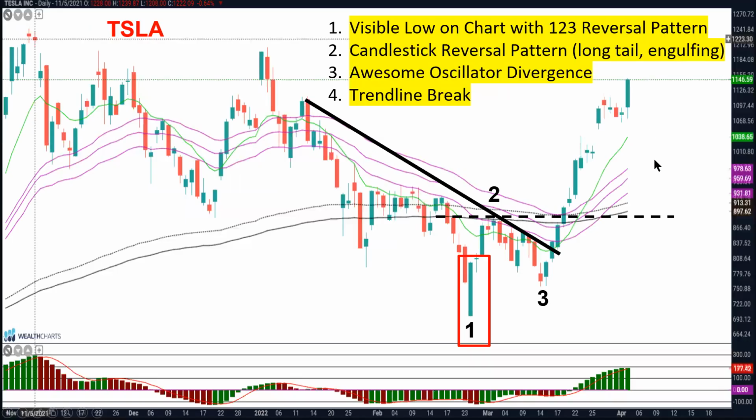So let's look at Tesla. We have the visible low on the chart with the 1, 2, 3 reversal pattern. We have a candlestick reversal pattern. We have awesome oscillator divergence, and we have a trend line break.